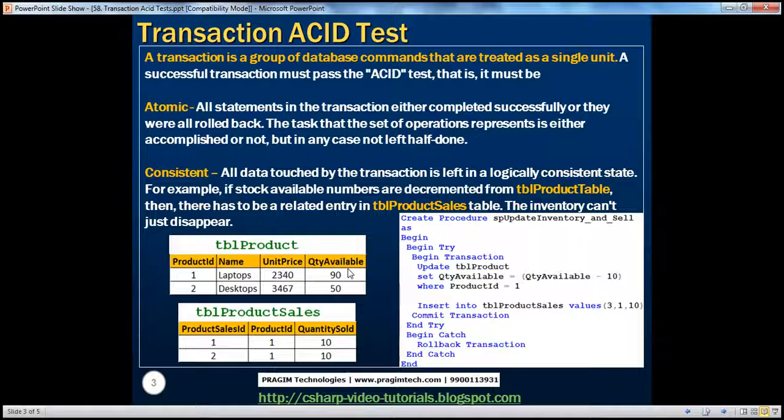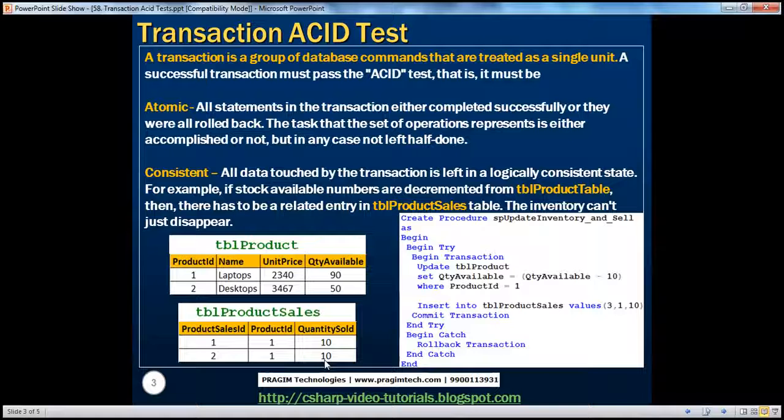Let's say for example I am selling 10 laptops. The first thing that I have to do is to check what's the quantity available for laptops? 90. And then from that quantity available, I will have to deduct the 10 laptops that I'm selling. So we have to update this quantity available to 90 minus 10, 80. And then we also have to make an entry into this TBL product sales table. Product ID is 1 and the quantity I'm selling is 10.